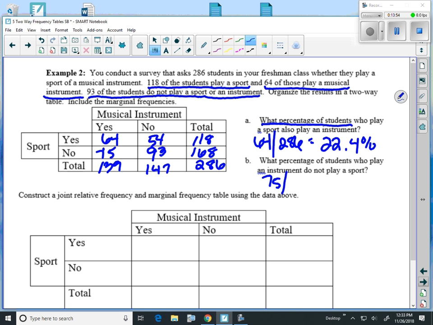Okay, let's reread. What percentage of students who play an instrument do not play a sport? The first category that they said is instrument, so they have to play it. I say 139. If you look at total instruments, it's 139, because they have to be in the instrument category. Right, 139 out of 168 is 53.9, so we just round to 54.